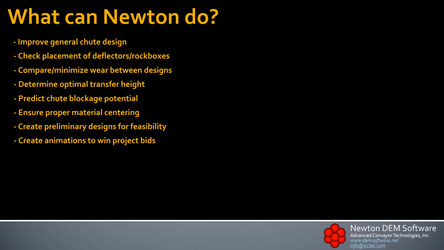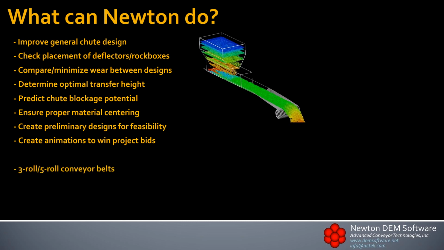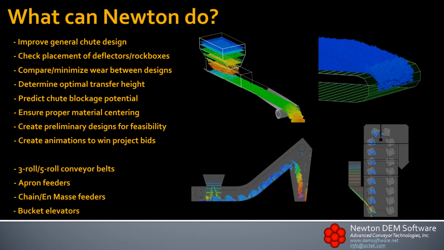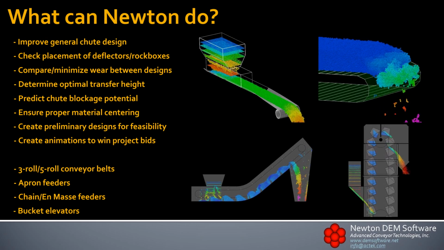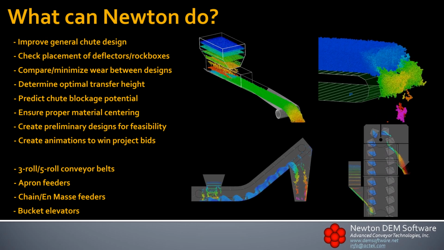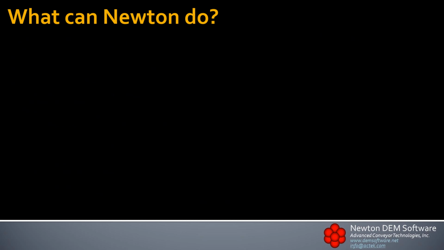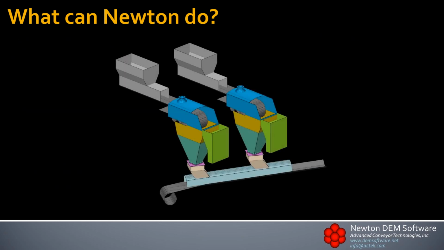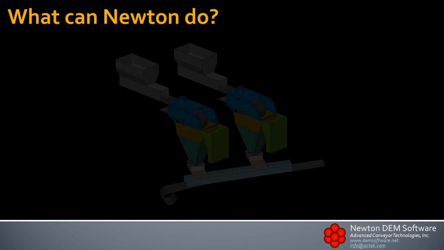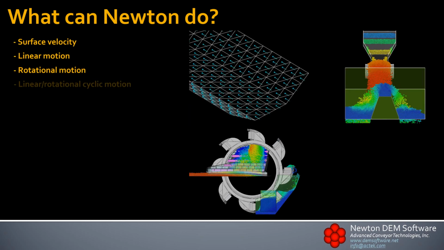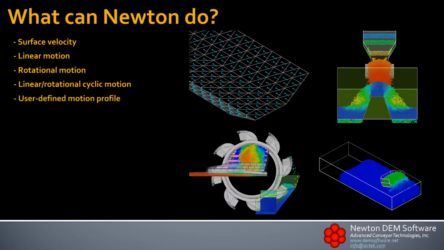Newton has the ability to generate several types of bulk solids handling equipment by inputting just a few parameters, including 3-roll and 5-roll conveyor belts, apron feeders, chain feeders, and bucket elevators. Newton automatically creates the surfaces and controls the movement during the simulation. Users can also import their own geometry from a CAD file. Each imported layer can be assigned a different surface velocity, linear motion, rotational motion, cyclic motion, or a custom movement profile.